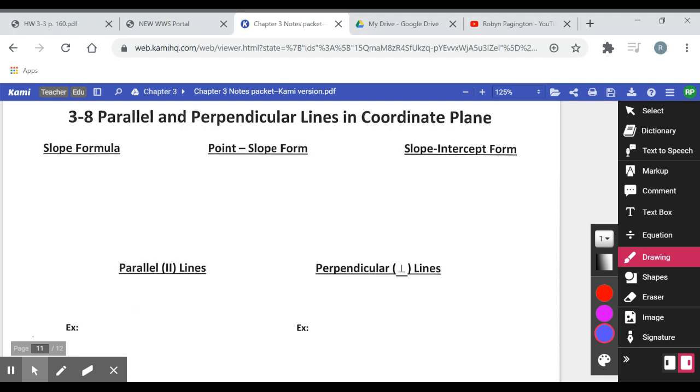Hi, welcome to the Section 3.8 notes on parallel and perpendicular lines in a coordinate plane. So first little bit is just to make sure we have all the formulas down. You may be familiar, you should be familiar with some of these from algebra.